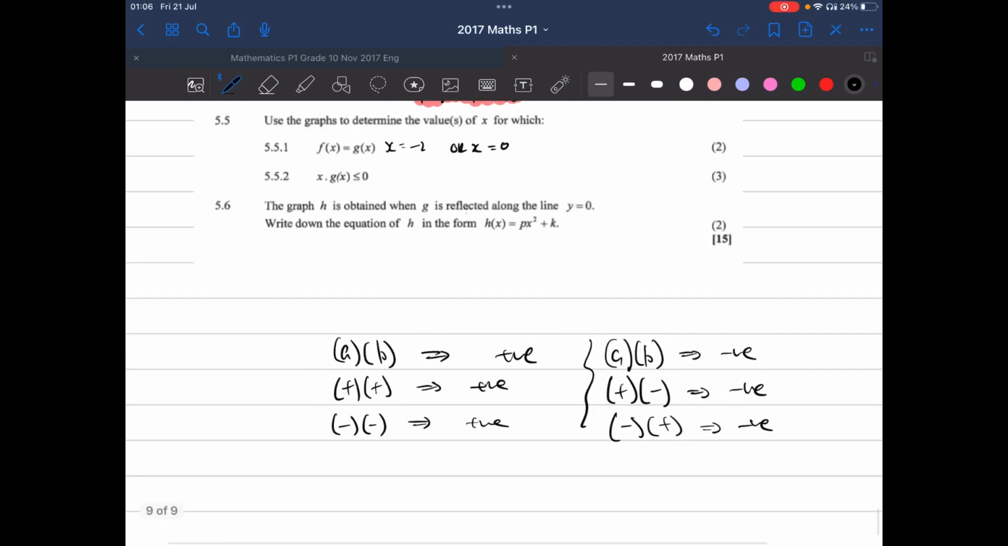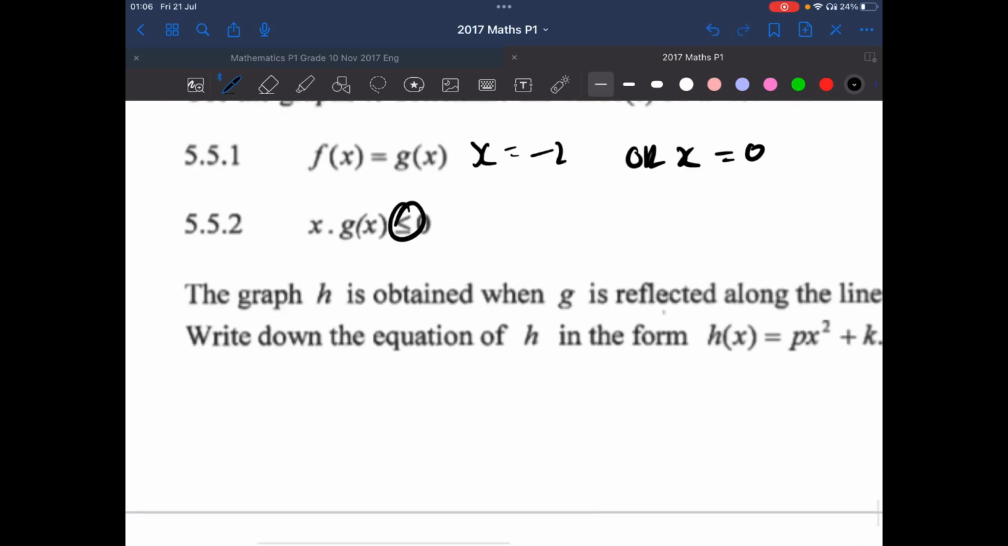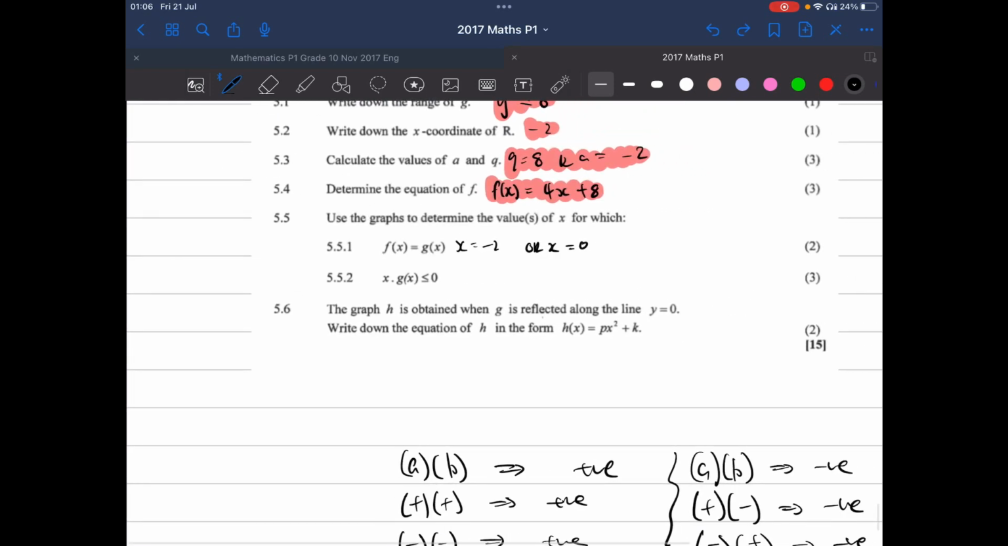Okay, so let's keep this in mind and read the question again now. Let's ignore this first part for now. Let's just look at the sign: less than or equal to 0. That means that when we multiply these two things, we must either get something negative or something 0.